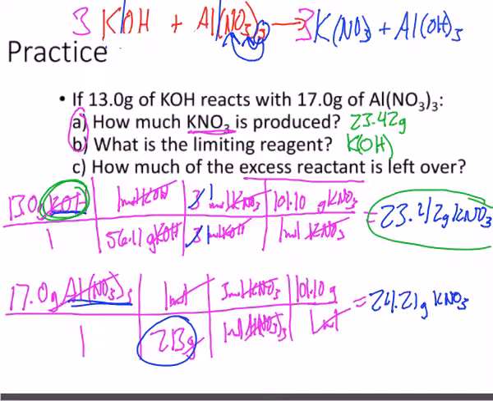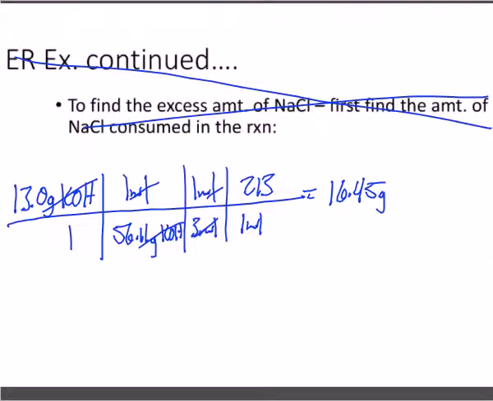Okay? So now, from here, guys, part C says how much of the excess reactant is left over. What do we have to do with that? We have to go back to our original amount of our starting material, and then we're going to convert that through to the other reactant, which is AlNO3. All right, so this is the process that we would go through. In the end, converting from potassium hydroxide to aluminum nitrate, they will take up 16.45 grams.